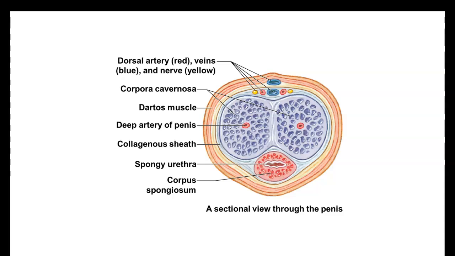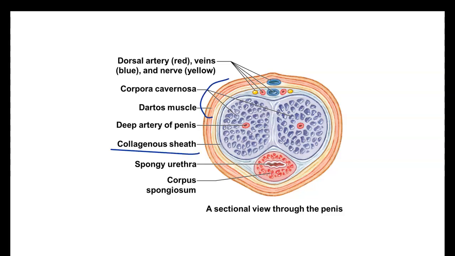Now this is going to be a sectional view through the penis. It's going to show you the dorsal view, so it shows you the arteries, the veins, and the nerves. It also shows you the stratified squamous epithelium going around the outside. It's going to show you the dartos muscle, that spongy tissue. So it shows you the different layers going around the outside, and shows you arteries.